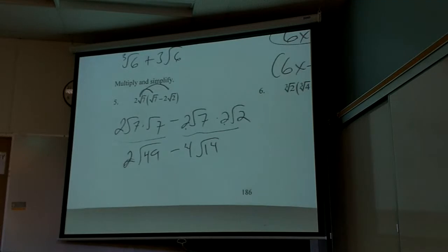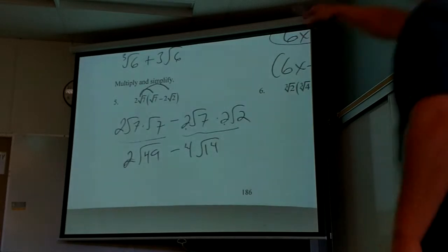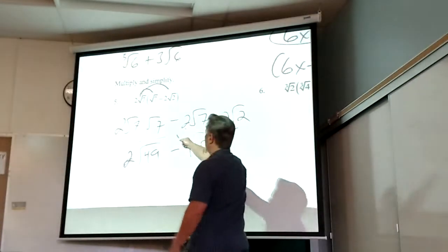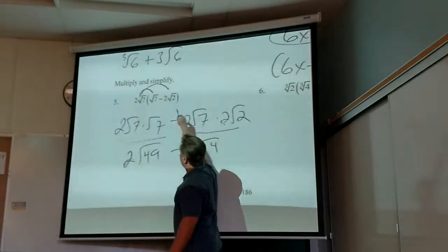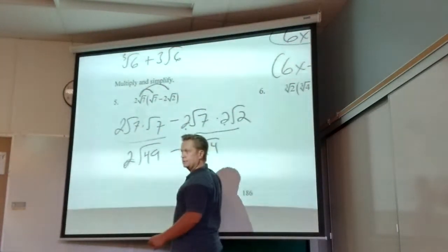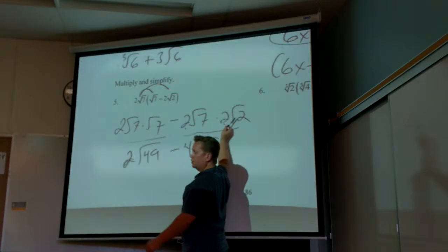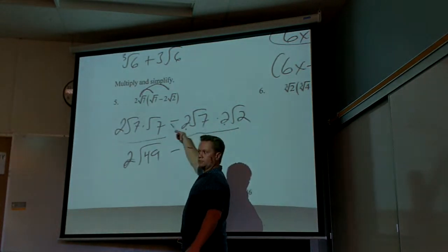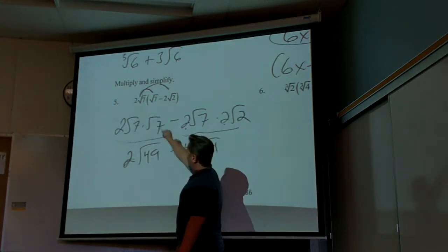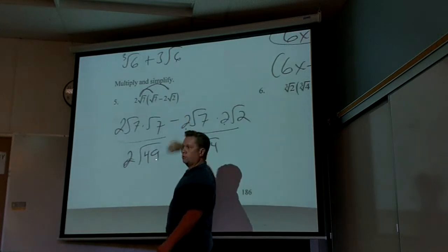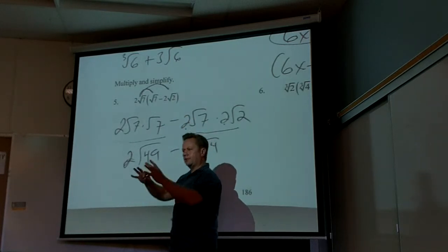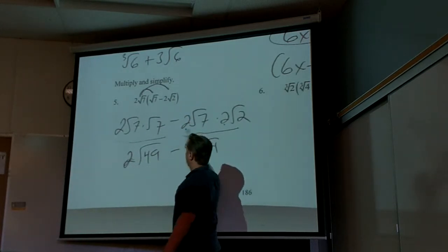You're distributing, right? We distributed to get to this step. 2 rad 7 times rad 7, I wrote that there and then I did it. 2 rad 7 times 2 rad 2, I wrote that there and then I did it. Do you have to do this step? No, you don't have to. If you want to, you can do this step, or you can just do the multiplication as you go through. It's just that this radical stuff is a little new. You might want to write it all out for yourself.